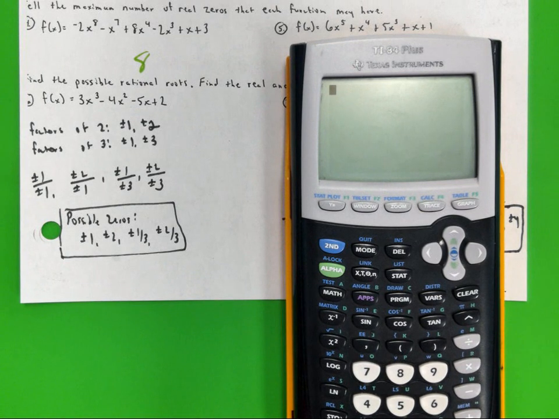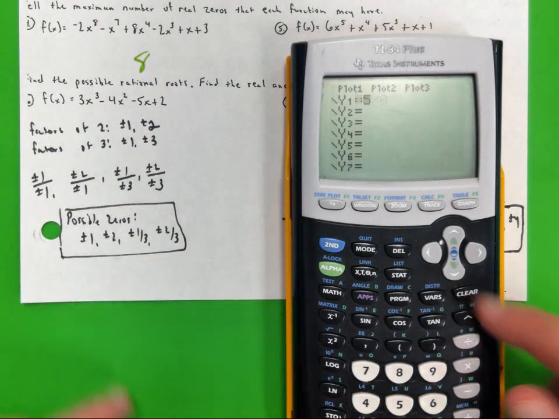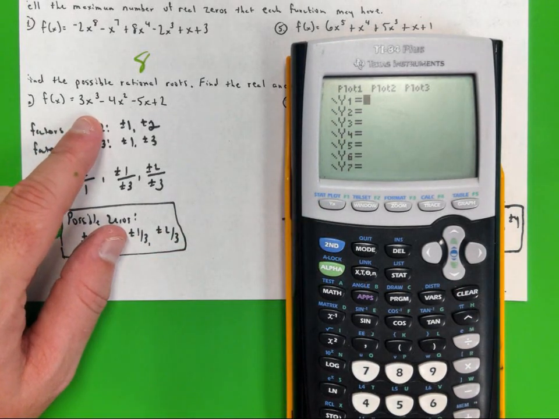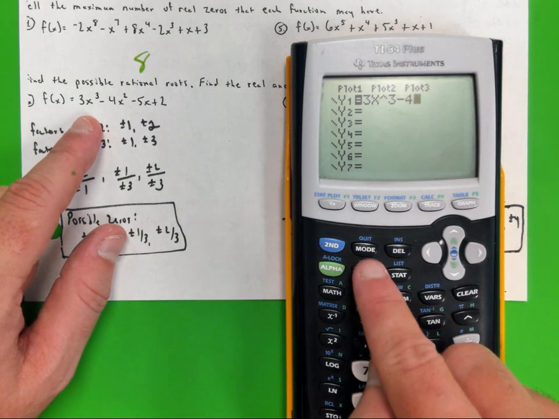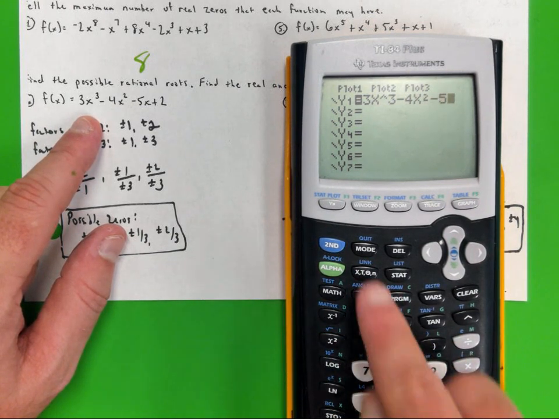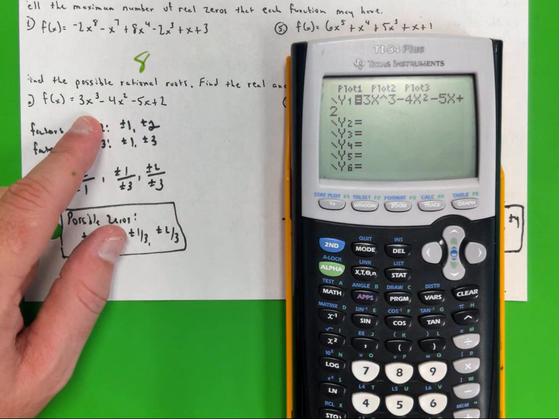So we found the possible zeros. You take the factors of the last number divided by the factors of the first number. Now we want to find the actual zeros, the solution to this polynomial. What you do, guys, is you go to your graph and you graph it: 3x cubed minus 4x squared minus 5x plus 2.